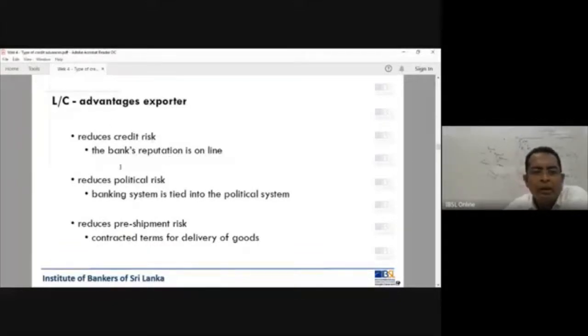Advantages for the exporter: reduce credit risk. Like whether I send the goods, then I have to wait and see whether I will get the money. No, there is a bank, a reputed bank, confirming that payment will come. Right? Reduce the political risk.